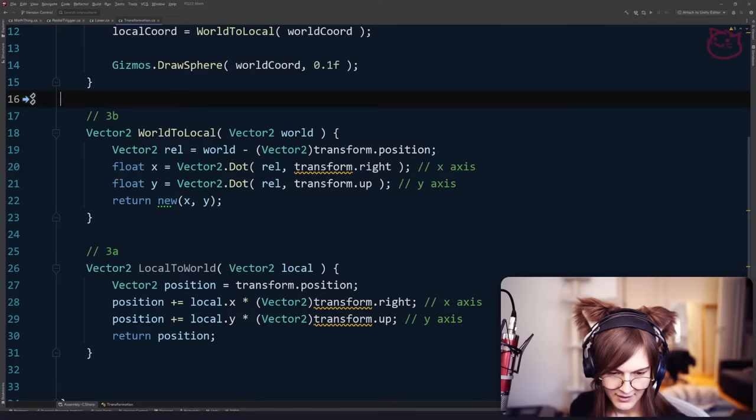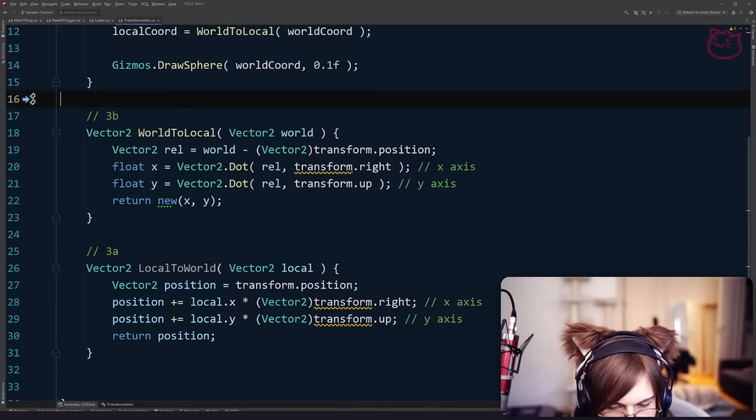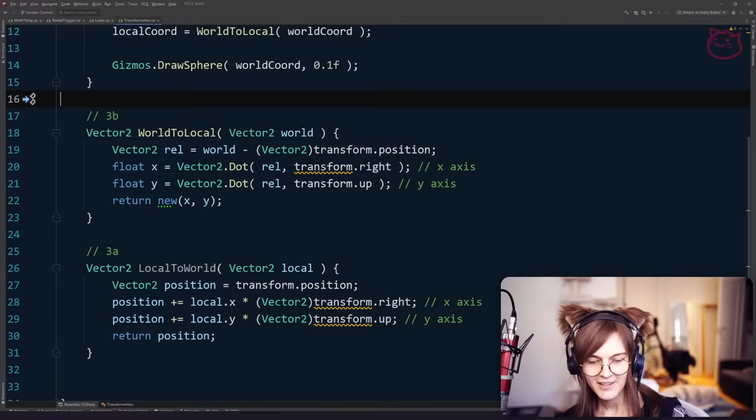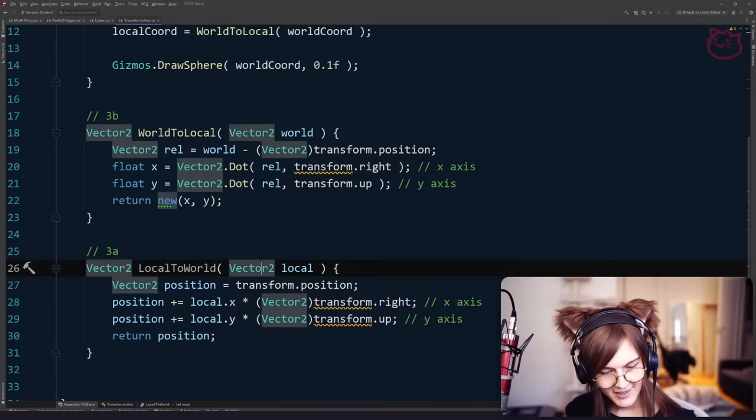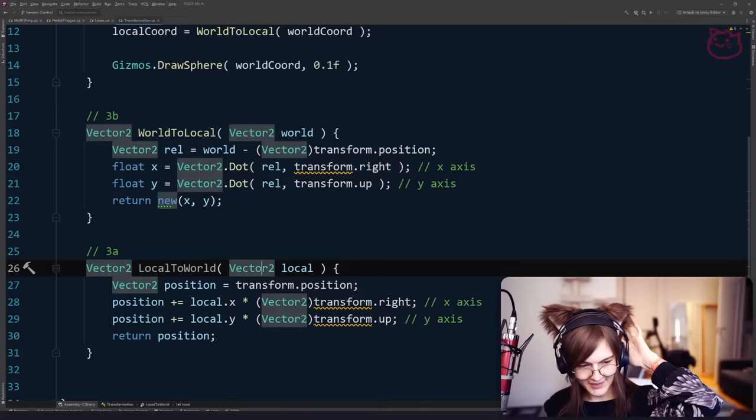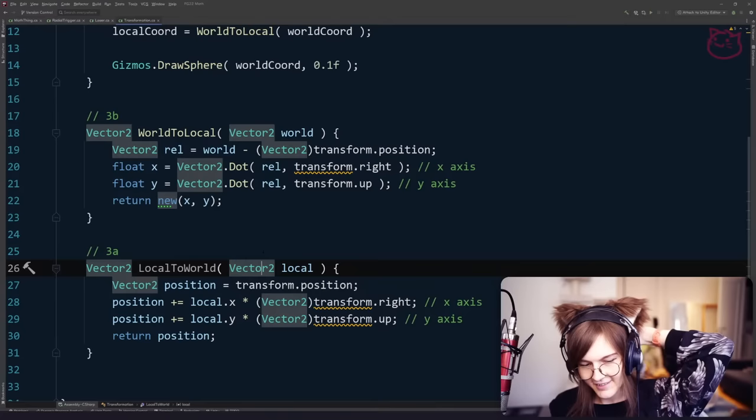My local to world was really complicated. Oh yeah, that is really complicated. Yeah, you don't have to do it that way. You can also do it this way. Oh, a lot of you had trouble because you thought it was too simple. Valid. That is a concern.